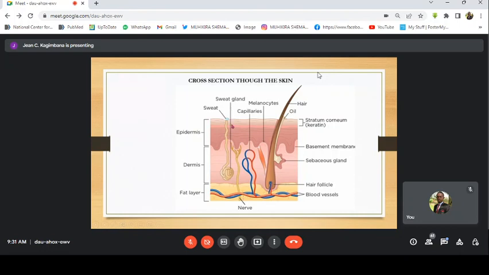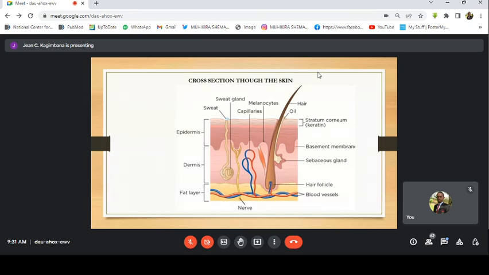Through the skin structure, we have the sweat gland, and the capillaries again, which play a role in nutrition of the skin, melanocytes, which have a role of protection, we will see later, and of course, the hair. You see the hair shaft here with the sebaceous gland, which makes our skin oily or smooth, and it plays a big role in rehydration of the skin.